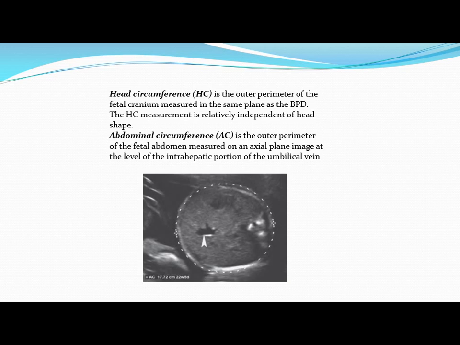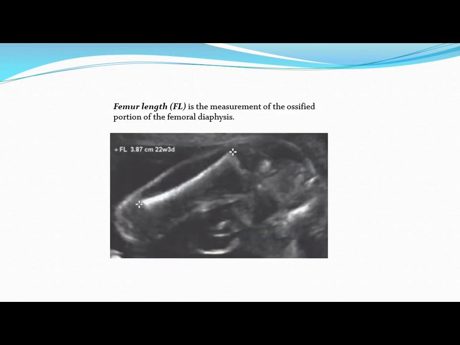Abdominal circumference is the outer perimeter of the fetal abdomen measured on an axial plane image at the level of the intrahepatic portion of the umbilical vein. Femur length is the measurement of the ossified portion of the femoral diaphysis.